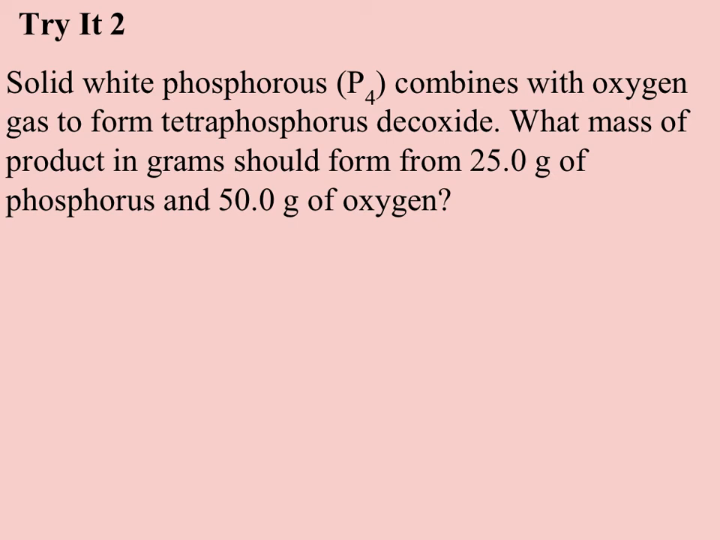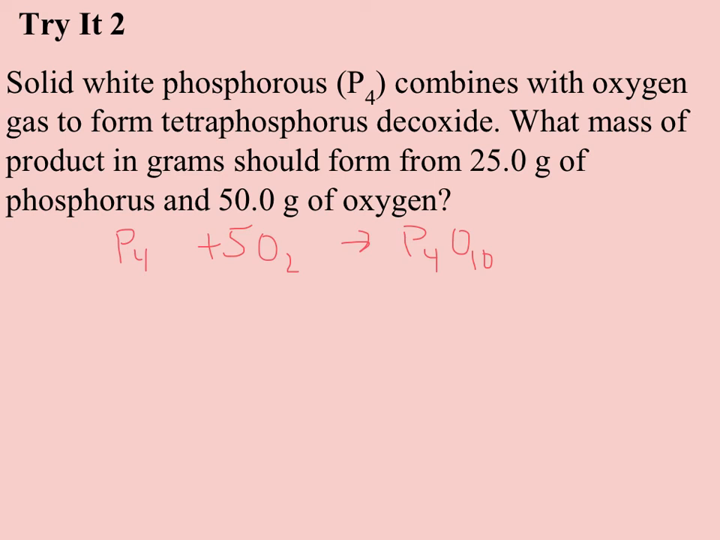Here's another one for you to try, and again, remember you're going to need a balanced equation, and even though they don't specifically say it, you need to determine which one's the limiting reactant so you can figure out how many grams of product you get. So pause and see what you can do on this. My balanced equation is going to be P4 combined with oxygen gas, which is always diatomic, O2. Tetraphosphorus means P4. Decoxide is O10. So this one actually balances quite easily. I just need a 5 here. And the P4 is balanced.